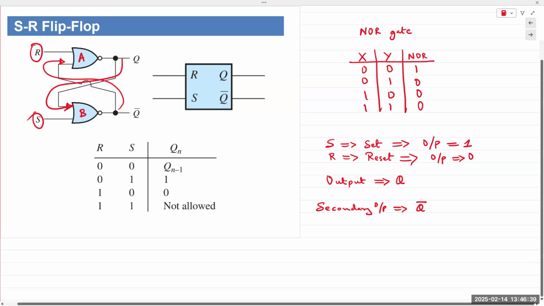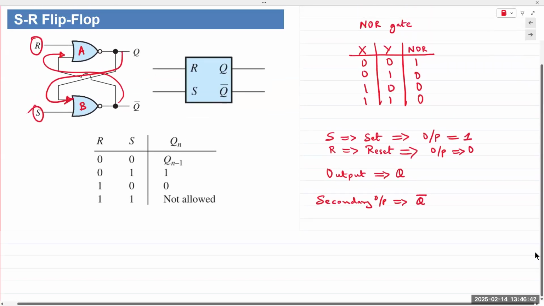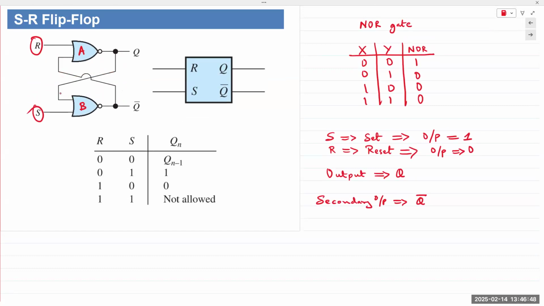Okay, let's analyze the circuit then. Let's assume that S and R are both set to 0. That's the first one, so RS is equal to 0. That's the first state. The inputs to the flip-flop are 0 and 0.